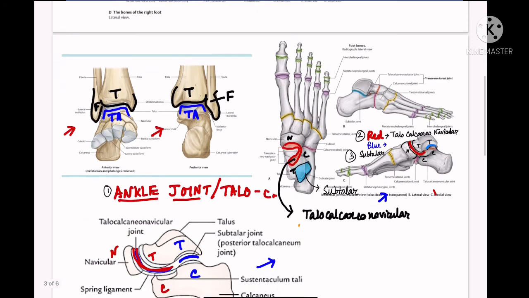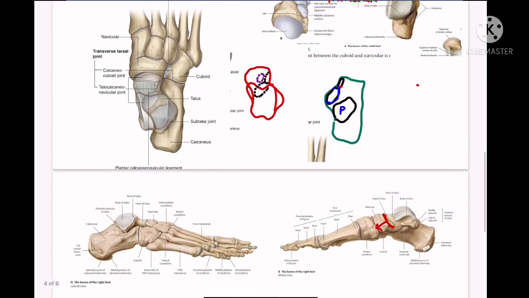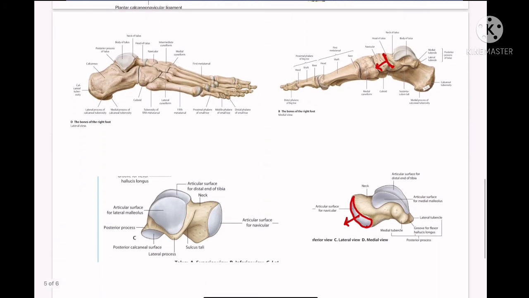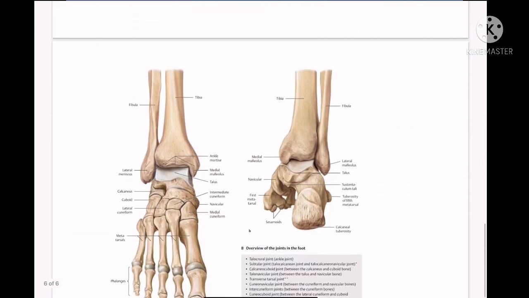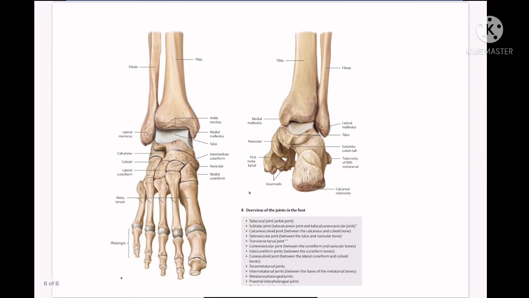Now, if we see this diagram, we see the superior surface of the body of the talus. This is the superior surface. This is the medial surface of the body of the talus. This is the lateral surface of the body of the talus in this view.